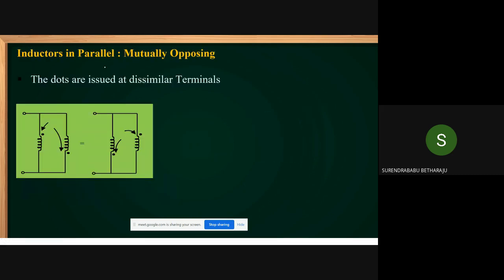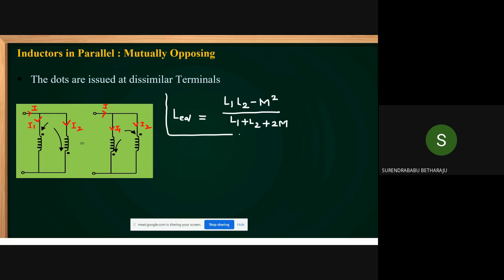Next. Inductors are in parallel. The dots are placed at dissimilar terminals. Is it an aiding connection or an opposing connection, students? Yes, this is I1, this is I2, and this is I. Aiding connection or opposing connection? It is an opposing connection. Then what is the L equivalent, students? L equivalent is equal to L1 L2 minus M square by L1 plus L2. Here you get plus 2M. In an opposing connection, in the denominator, we get plus 2M.